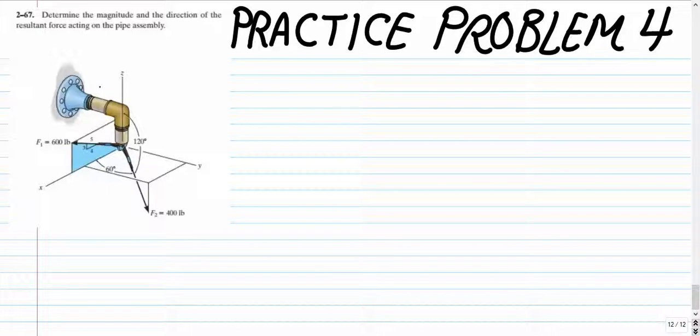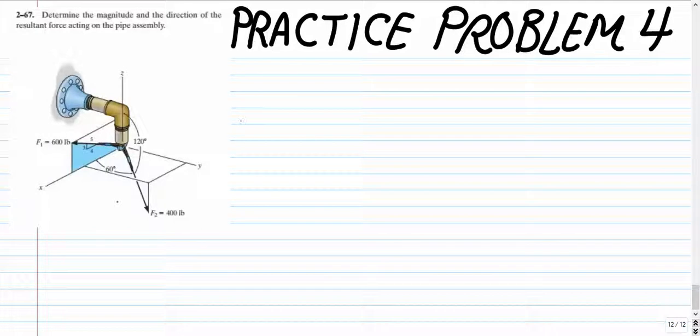Notice that this question is in 3D, which means three-dimensional, or in three different sets of axes, and that means that we will have to give them three different angles from the x, y, and the z axis. So let's get started.